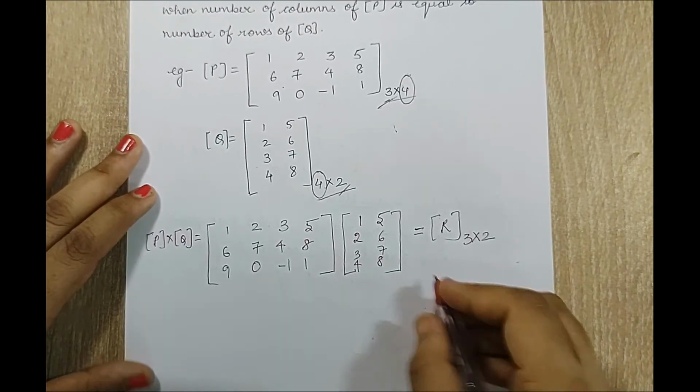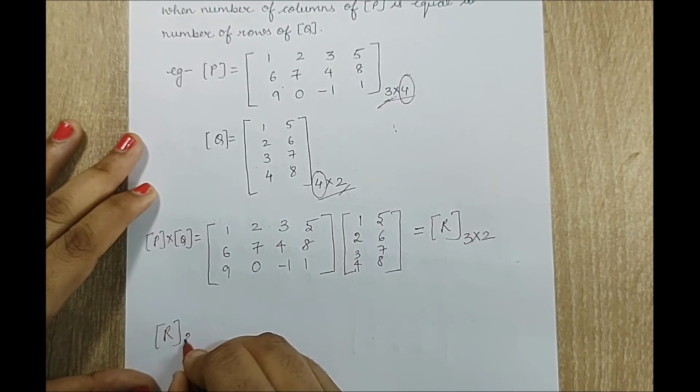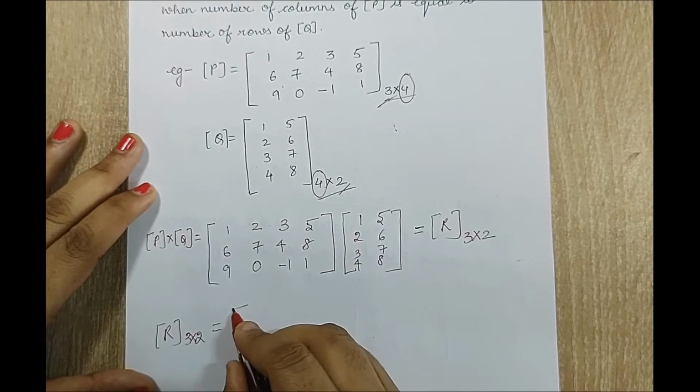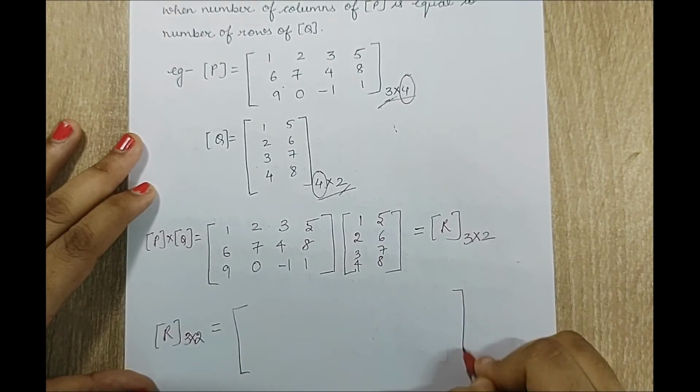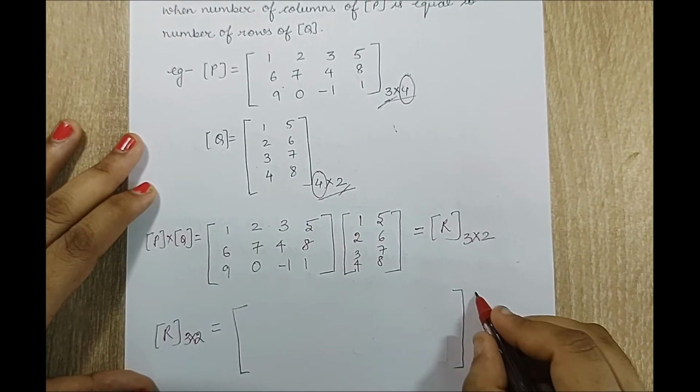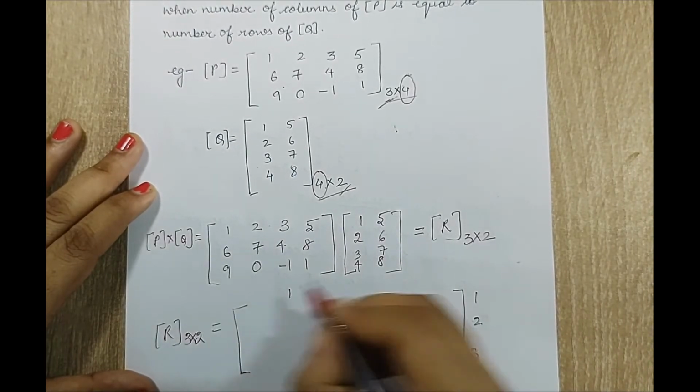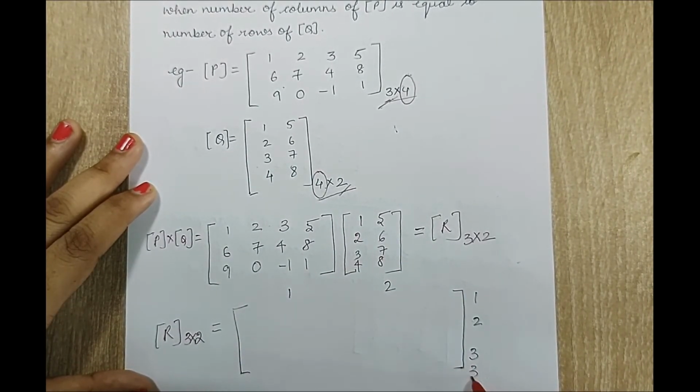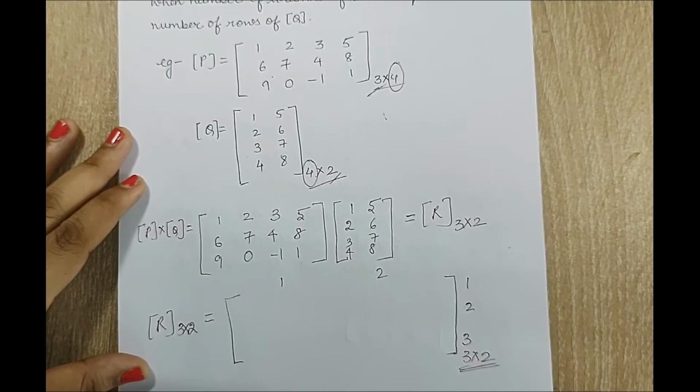And now I'll show you how I multiply. So R 3 2 will be... Now look, how do I multiply? I'll have 3 rows, so 1, 2, 3. I have 2 columns, 1 and 2. My order is 3 by 2. This is something that I write here.